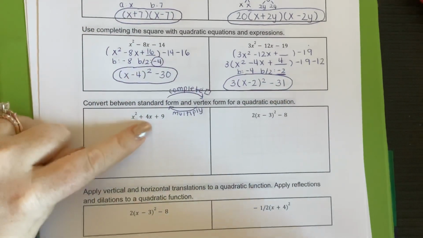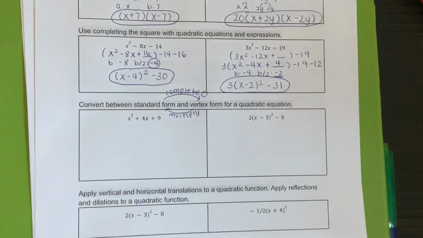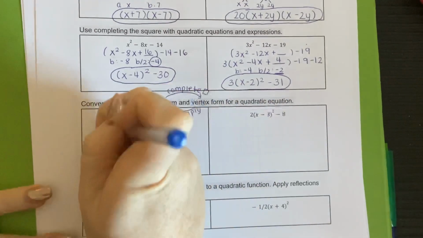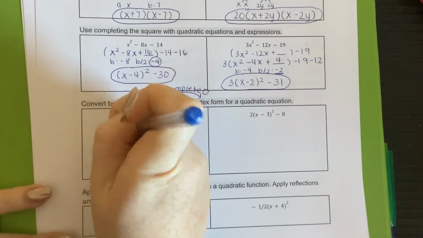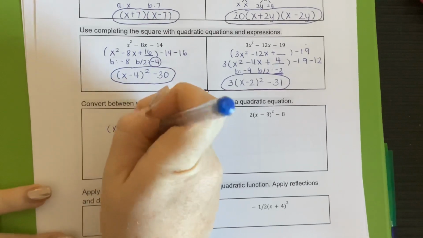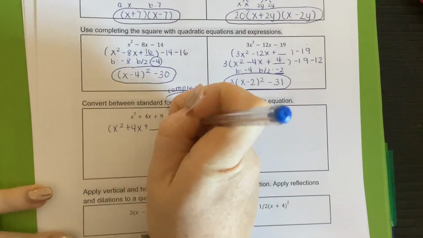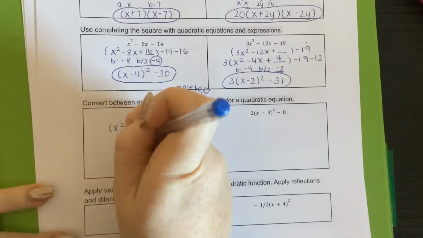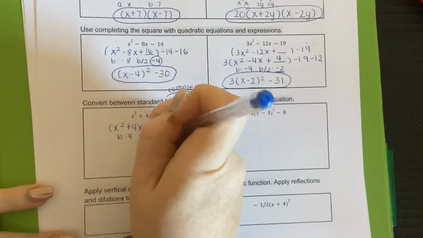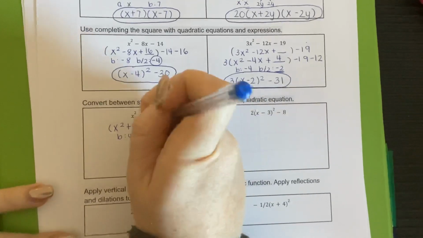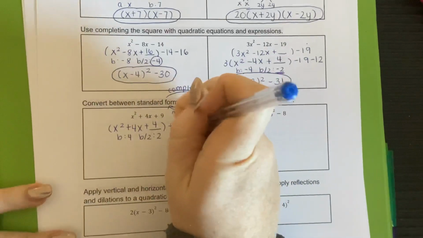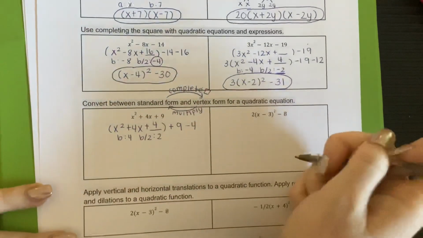Okay, so this one, standard to vertex. This is exactly what we just did on these last two. So you're going to start and say, okay, this is x squared plus 4x plus blank plus 9 on the outside. My b value is 4. My b over 2 is 2. I'm going to square that, and that's what goes here. So I just added 4, so I need to subtract 4.